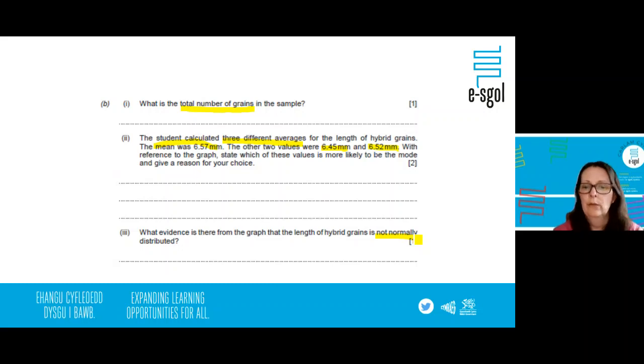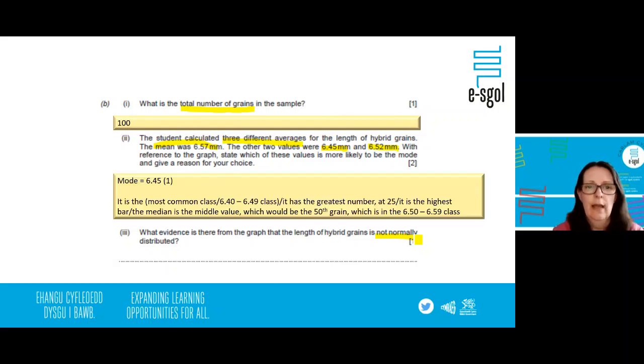Okay, so the total number of grains in the sample is 100, straightforward. Here we had different measurements and different averages, and we had to say which one is more likely to be the mode and give a reason why. So 6.45, and it's the most common there, or it has the greatest number, highest bar. So a number of different variations there of response that you can give.